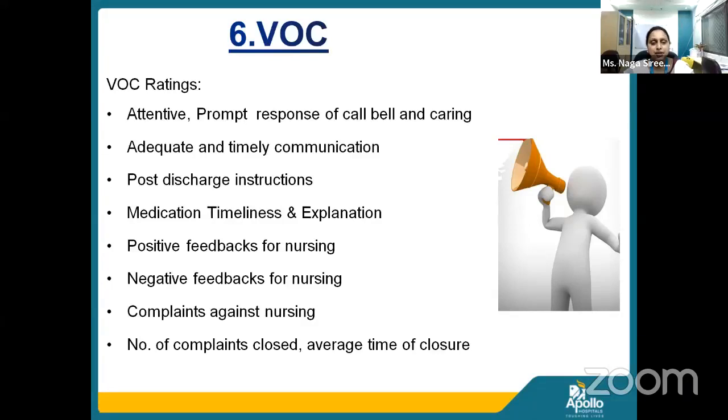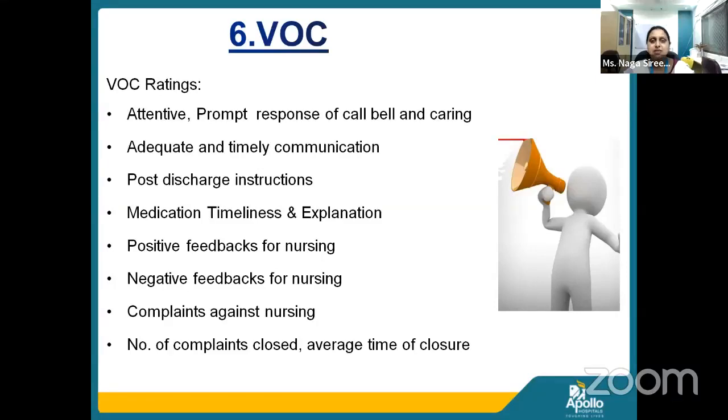Then adequate, timely communication. Most of the time the nurses are very good in doing things and their skills are also good, but they don't communicate. Suppose a patient asks if a medicine can be taken now, the nurse will say, I'll just ask the doctor and come back. Then she may be occupied with other work and forget. So timely communication is very, very important.